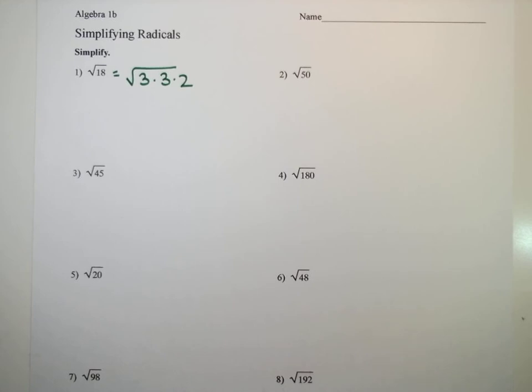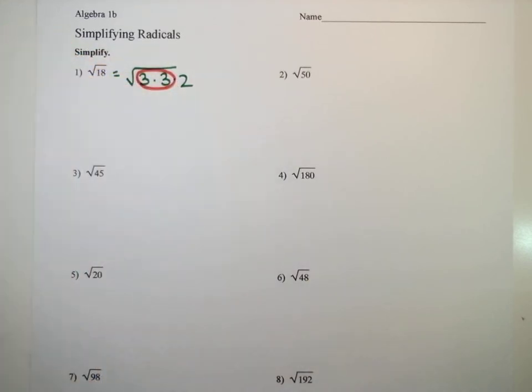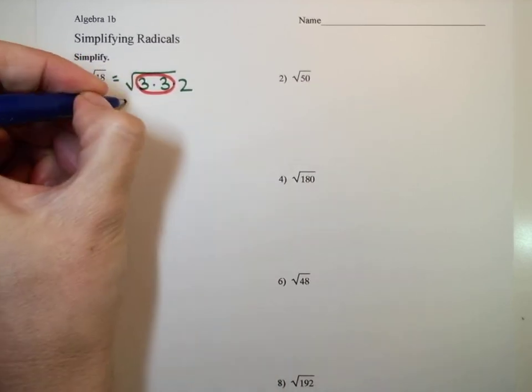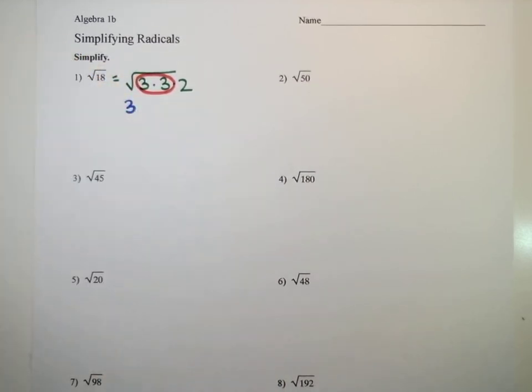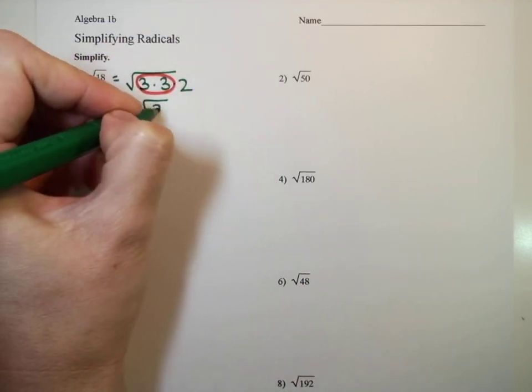Step 2 is circle pairs. So we have a pair of 3's, which means the square root of 3 times 3 is 3. And so 3 gets to come outside, and we are left with a 2 inside.